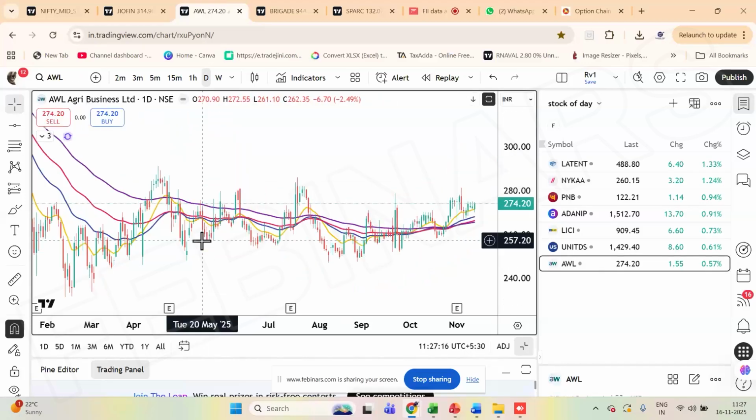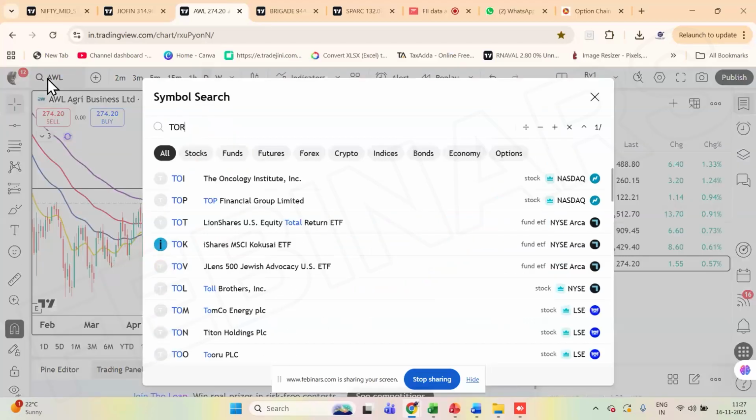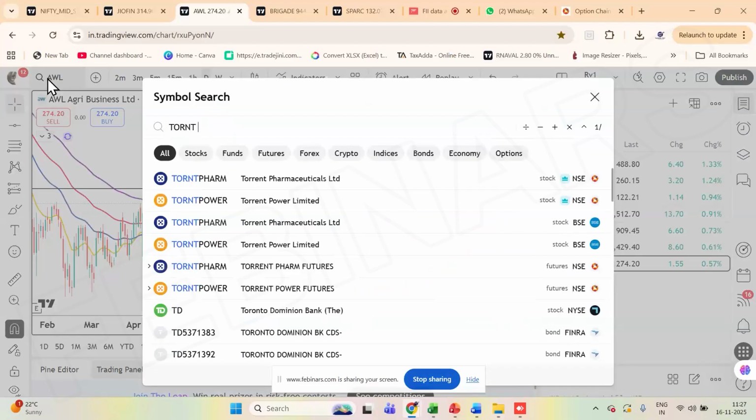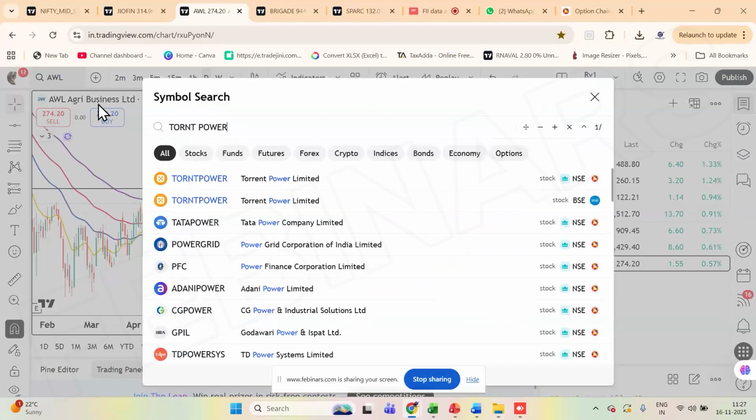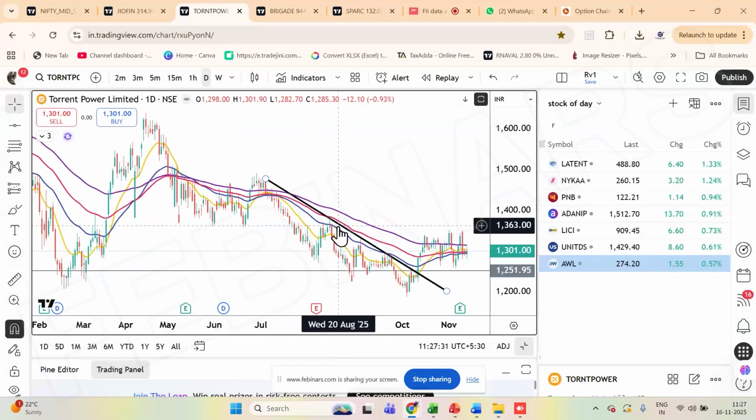LIC is good. Adani Wilmar 282 above is very good on the charts. Apart from that, I would like to add one more stock, Torrent Power. This is the stock which I like personally. If it crosses 1350, we are heading towards 1700 and 2000 plus levels. 1350, watch the levels with 1250 as a base. So here are a few of the stocks.